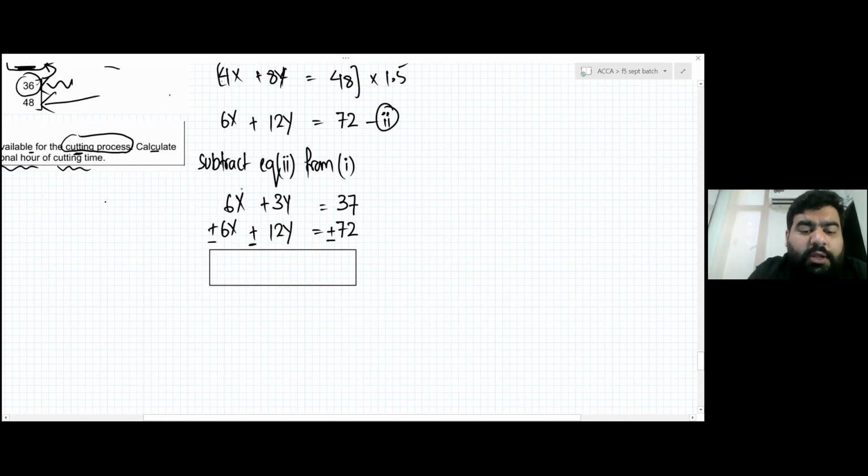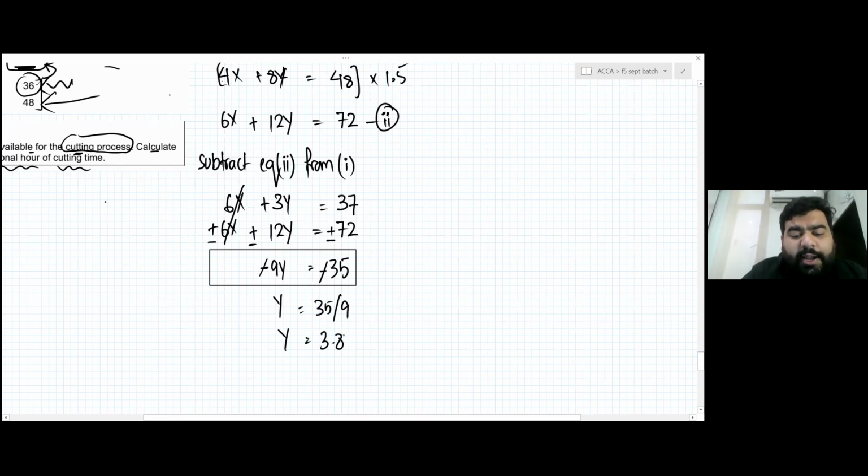It will be now 6x minus 6x will be 0. 3y minus 12y will be minus 9y is equal to 37 minus 72, it will be minus 35. Now on both sides there are minus signs, just cancel them. y is equal to 35 over 9. So y will be 3.8889 units.